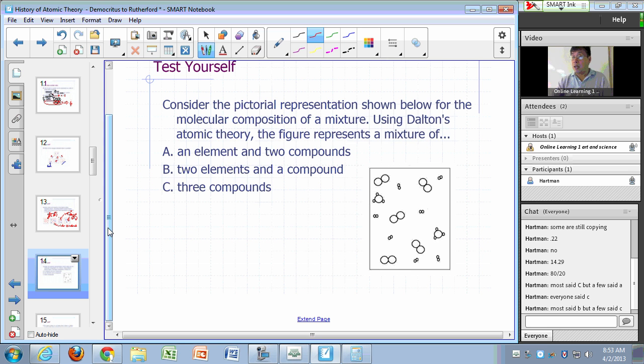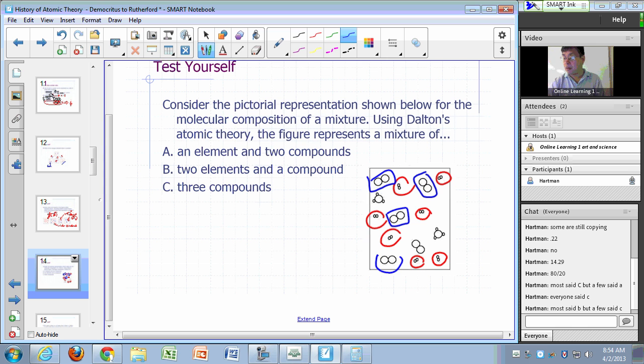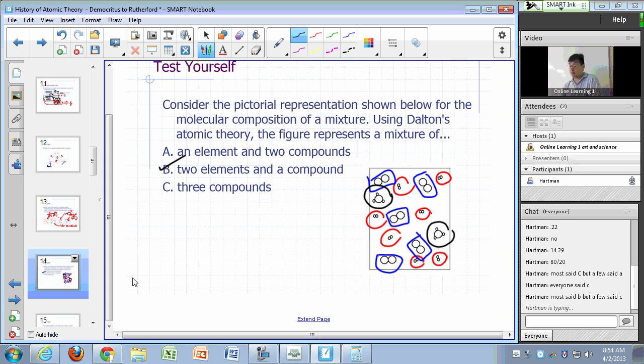All right, so here you have, okay, this would be same elements, right? For both atoms. So that's an element. And this would be also another element. Okay. And then this would be right here, a compound. So that's two elements and a compound. All right? Very good.